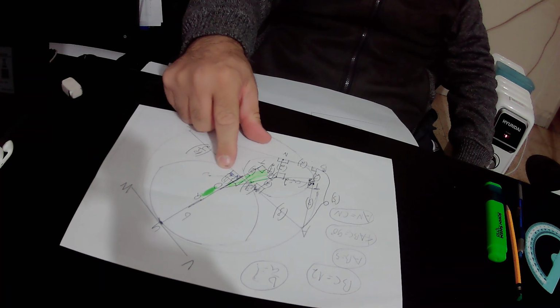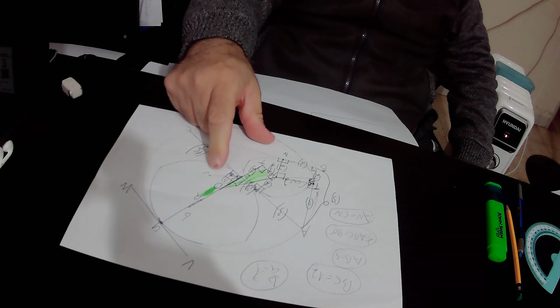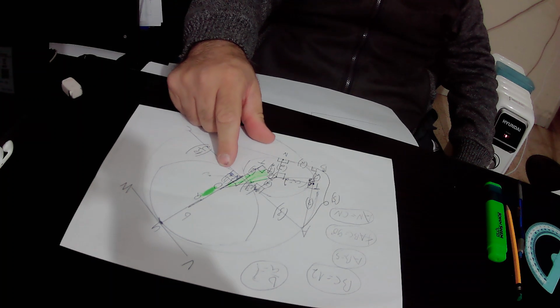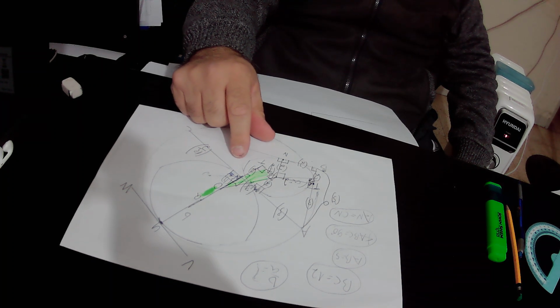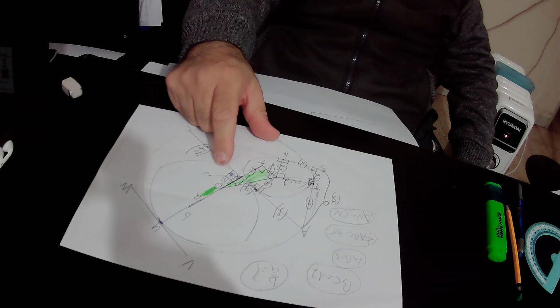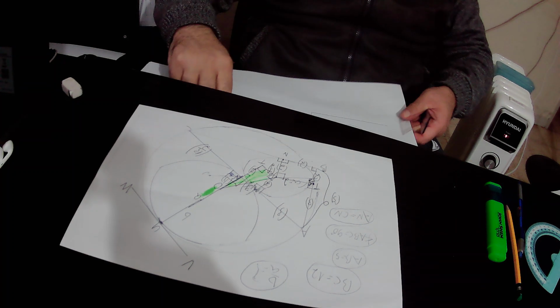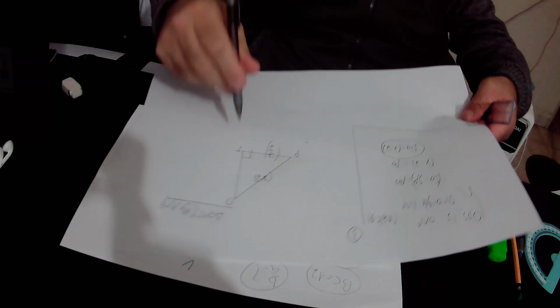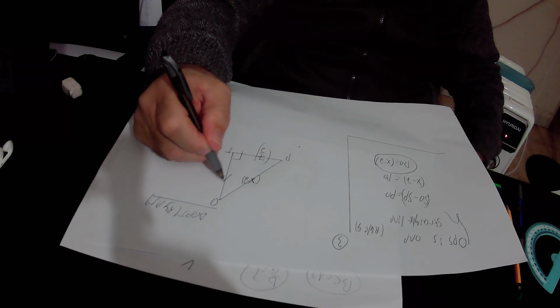OT equals ON plus NT. So OT equals ON, that is h, plus NT, that is 2. So in total OT equals h plus 2.